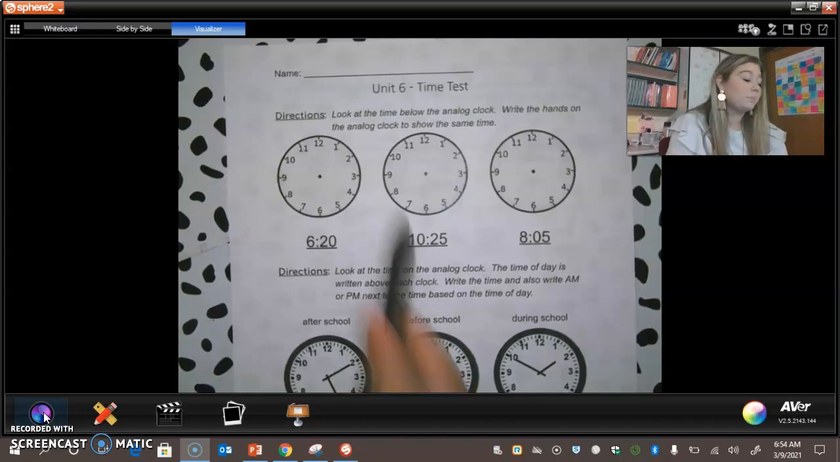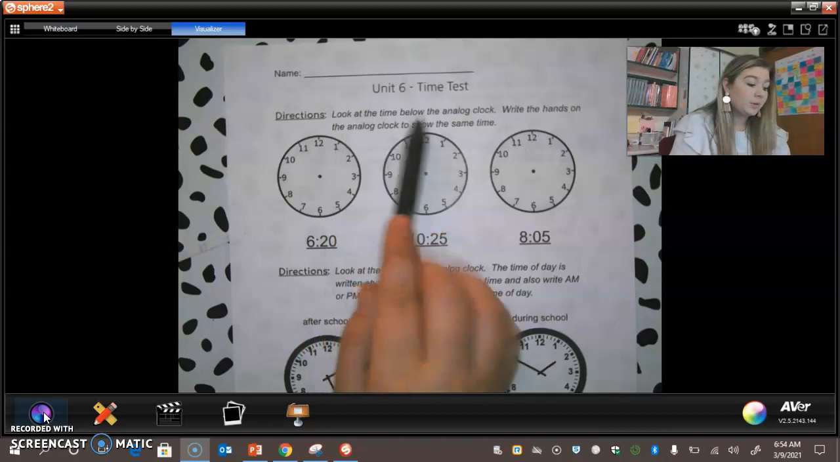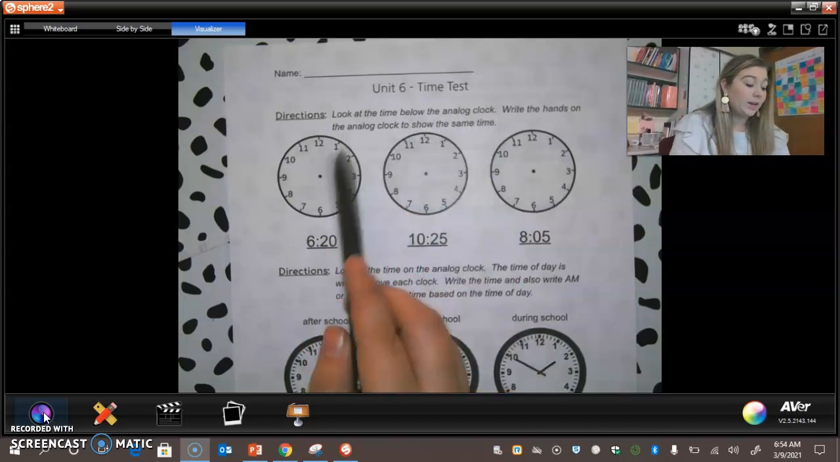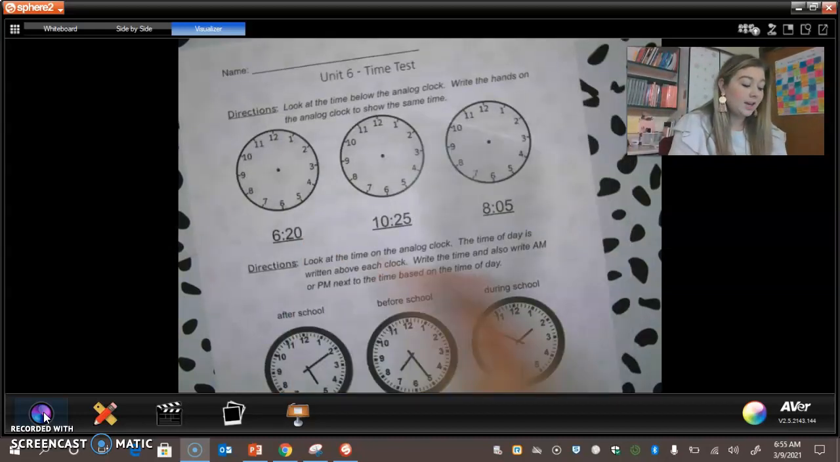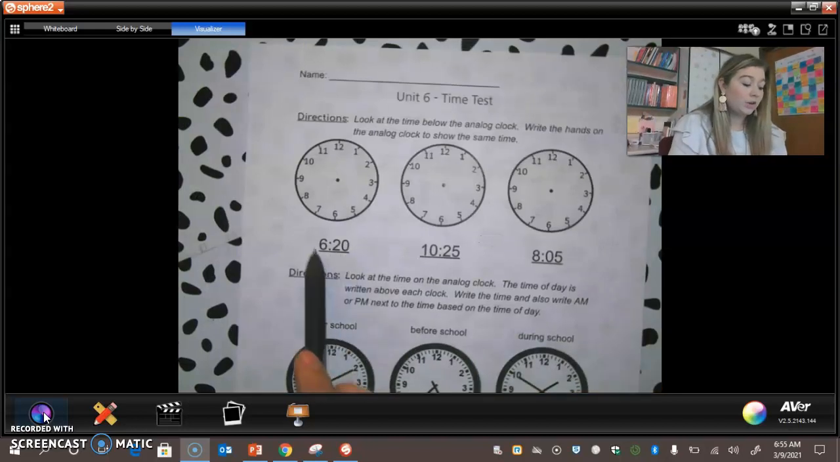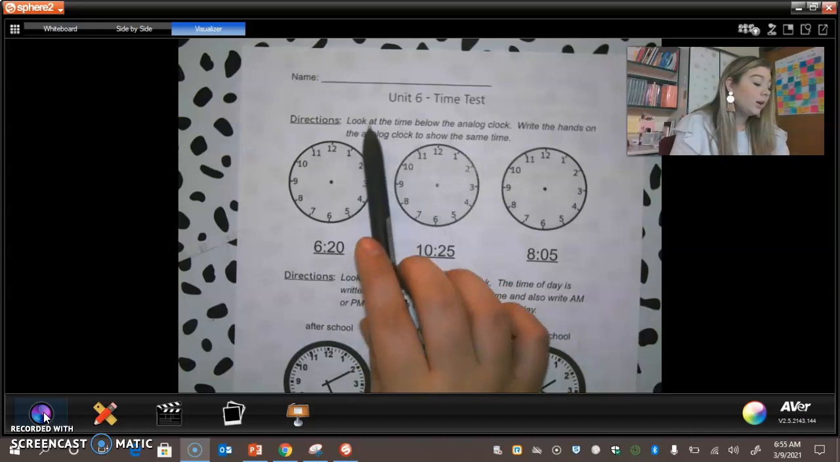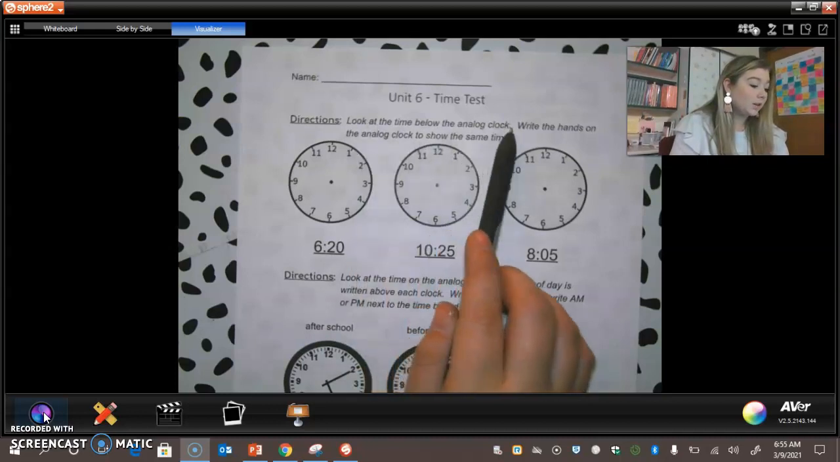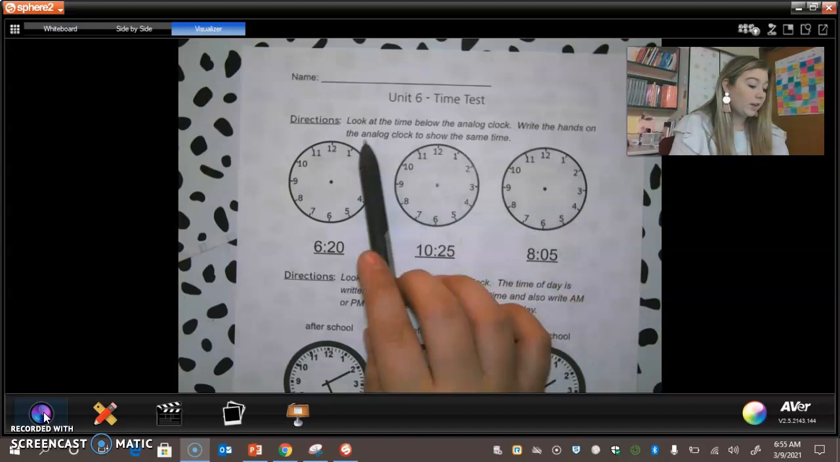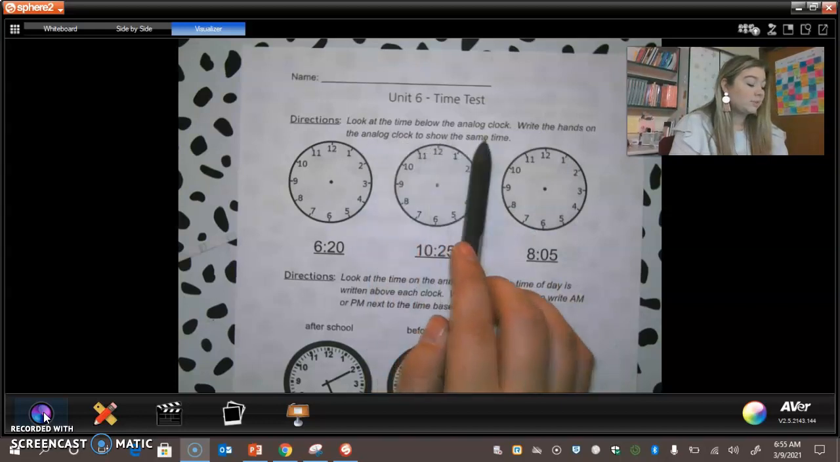play the next question. So it says, look at the times below the analog clock. And we know that analog means the one that has the hands, and digital is the one that you would see on your iPad or on an alarm clock. Look at the time below on the analog clock. Write the hands on the analog clock to show the same time.